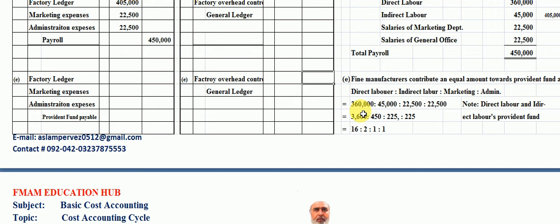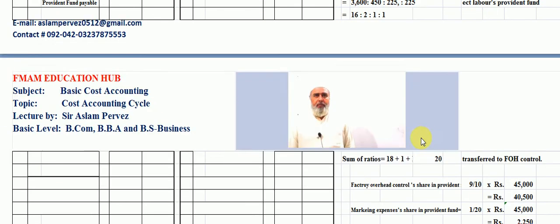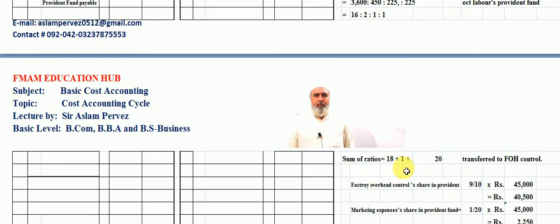Then we have to put all the costs in the form of a ratio. The simplified form is 16 ratio, 2 ratio, 1 ratio, and 1. Now students, we have to add up the direct labor and indirect labor ratio into a single form, which is 16 plus 2, 18 here. The sum up is 18 plus 1 plus 1.